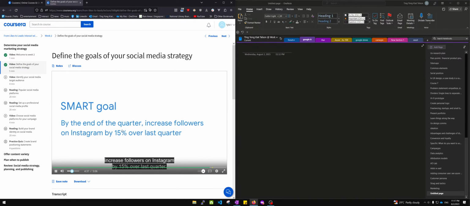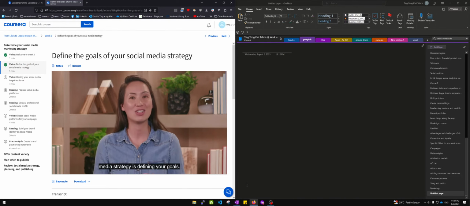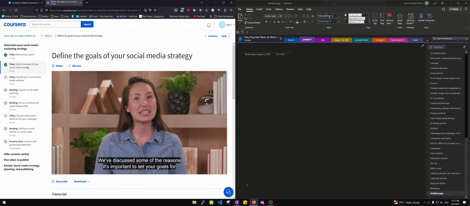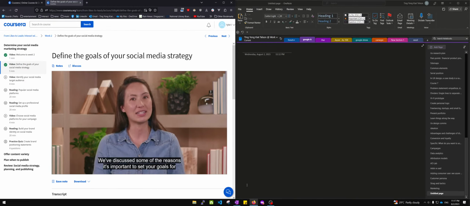Great! You have learned that the first step in developing your social media strategy is defining your goals. We've discussed some of the reasons it's important to set your goals for social media campaigns, and you've learned how to make your campaign goals SMART. Coming up, we'll talk about the other important components of a social media strategy.